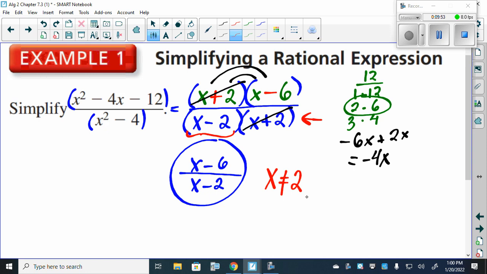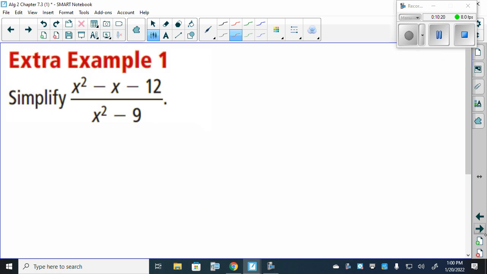Well, what would make x plus 2 equal 0? So x cannot be 2 or negative 2. And that would be the restrictions for it, because any number that would make the denominator 0 cannot be included. Any questions on this here? All right, let's look at the next one.